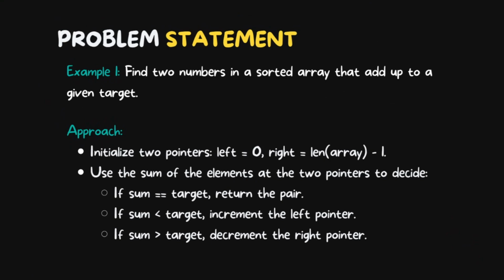If the sum is less than the target, move the left pointer one step forward to increase the sum. If the sum is greater than the target, move the right pointer one step backward to decrease the sum. Repeat this process until the pointers meet or the target is found.